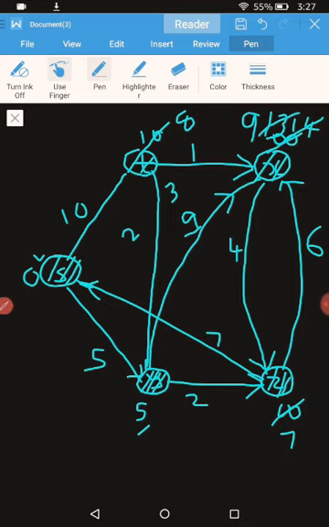From S to t the shortest distance is 8. From the source S to x the shortest distance is 9. From the source S to z the shortest distance is 7. And from S to y the shortest distance is 5.